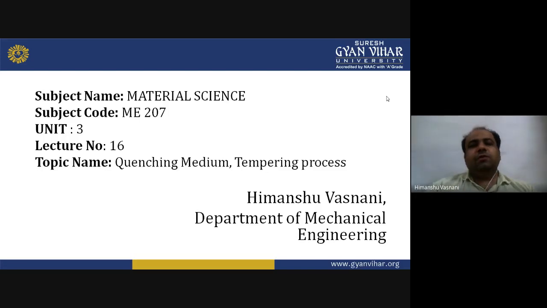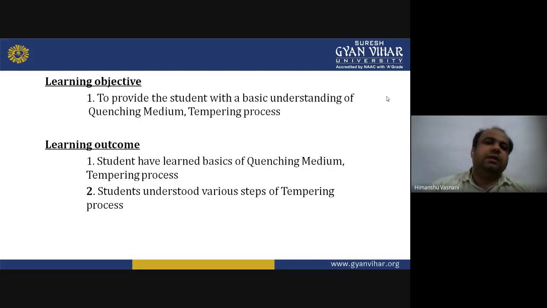I am here to give you a lecture on the subject Material Science, subject code ME207, unit number 3, lecture number 16 in the series, and today's topic is quenching medium and tempering process. Today's learning objective is to provide the student with a basic understanding of quenching medium and tempering process. Today's learning outcome will be that the student has learned the basics of quenching medium and tempering process, and has understood various steps of the tempering process.